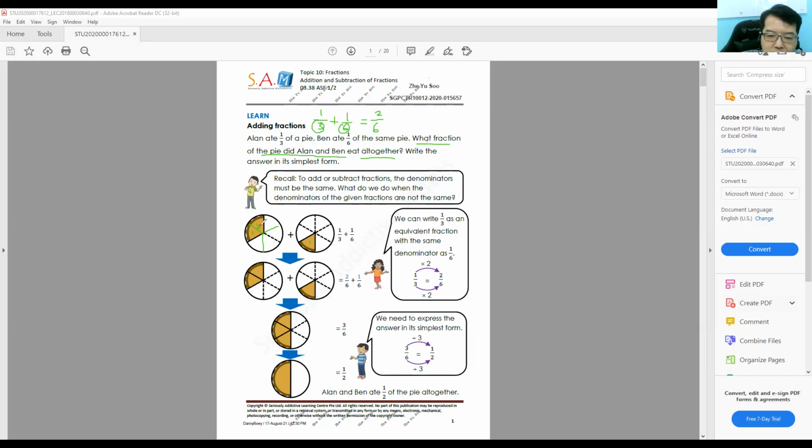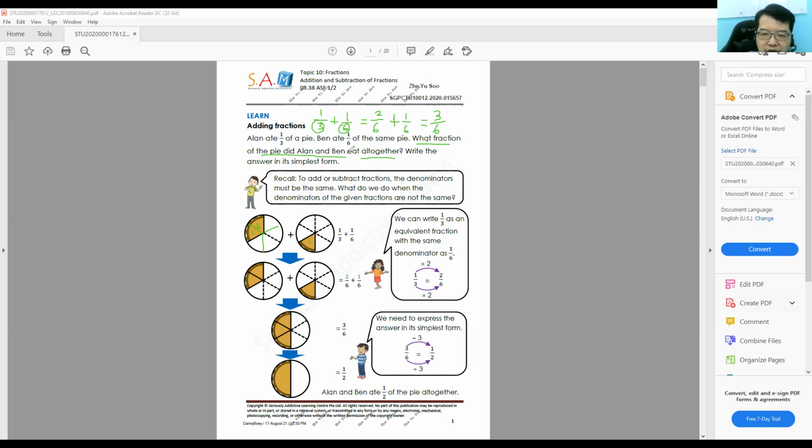So 1, 2, 2 parts, and then 1, 2, 3, 4, 5, 6, 6 parts. So 1/3 is the same as 2 out of 6, plus 1/6. What's the answer? 2 plus 1 equals 3. So it's 3 out of 6 parts.